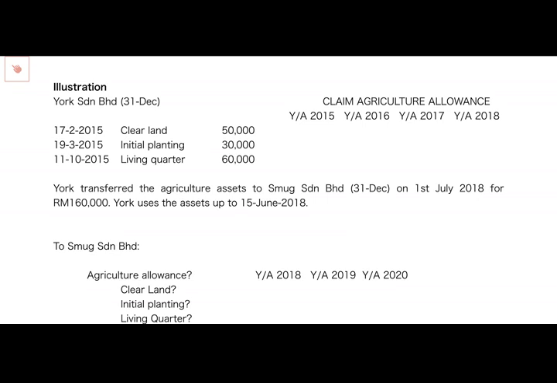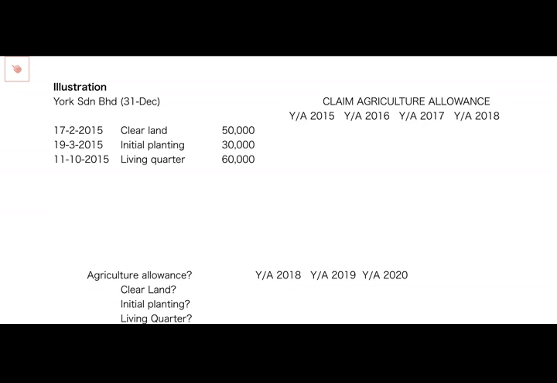Now there's a company called York Sandram Berhad. The year end is December. Now, they gave us 3 expenditures. In February, they spent 50,000 to clear the land. Then they spent 30,000 for initial planting. Then they spent 60,000 to build a living quarter. Now, just up to this stage. The rest, just ignore. Just up to this stage. Don't care about the rest.